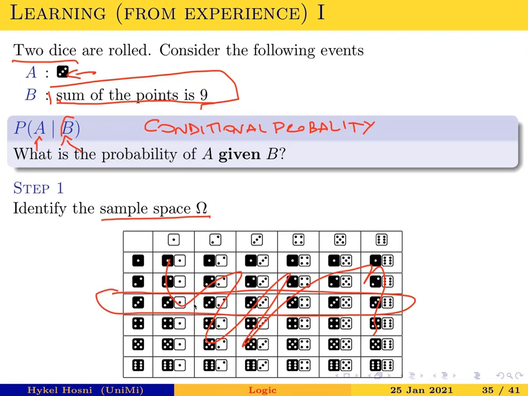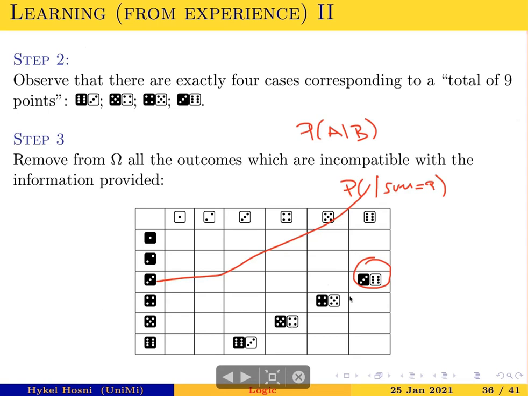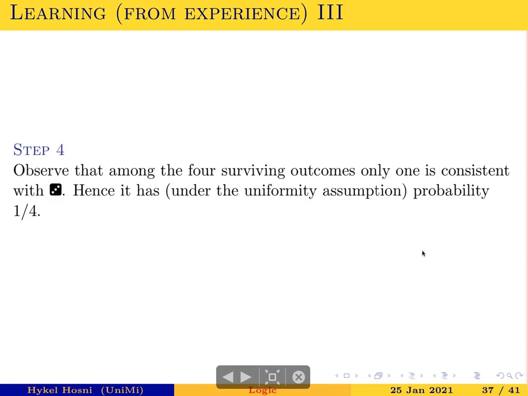So you've got 2, 3, 4, 5, 6. So it is 1/6. Okay. Once you learn that the sum of the points is 9, the probability moves from 1/6 to 1/4, and that is the consequence of you learning B. So this concept is probably the single most important concept in probability as far as machine learning is concerned.